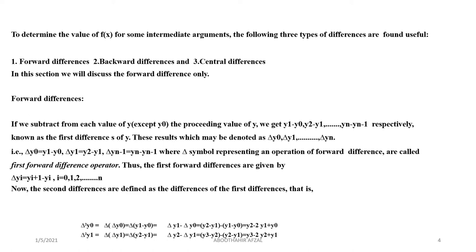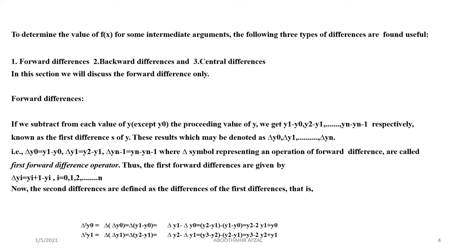This delta is the symbol that represents the operation of forward difference, and this is called the first forward difference operator. So you can represent generally delta yi is equal to yi plus 1 minus yi. So yi plus 1 is a particular y value corresponding to i plus 1, where i can be some integer, and minus yi represents the previous y value.